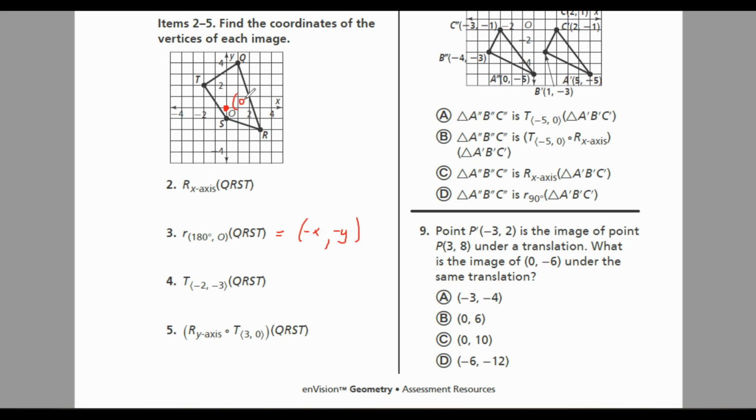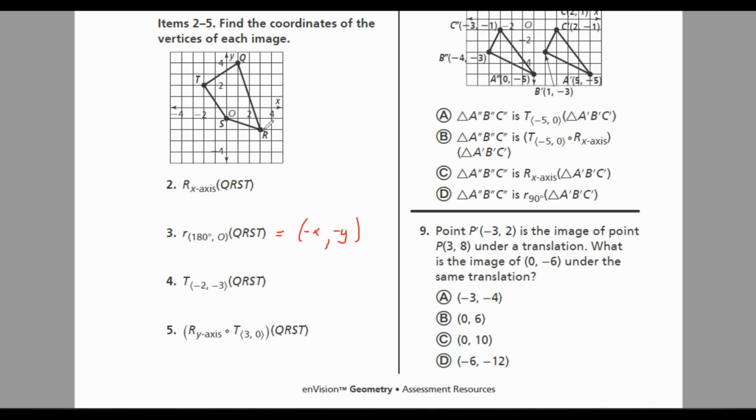We know this is 0, 0. So I'm just going to plug in the point 1, 0. And if it's a 180 degree rotation, I should end up here. Well, that's exactly what I would get. I would end up with -1 and 0. So I have that set up correctly.